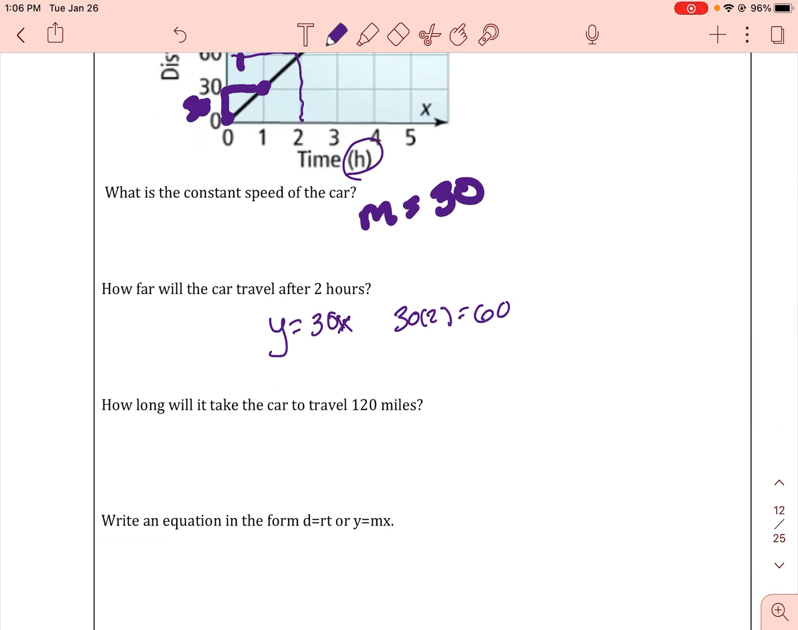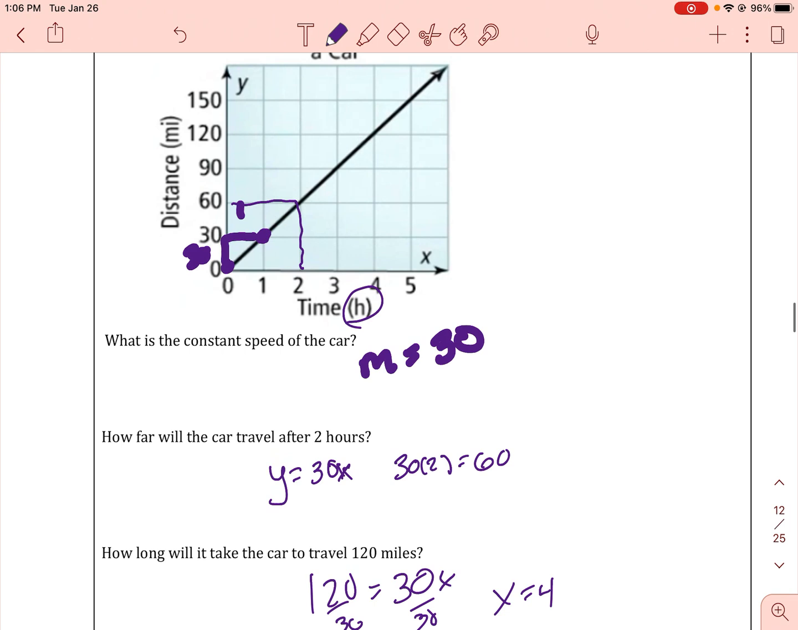How long will it take the car to travel 120 miles? Again, here we need our slope, our rate, which is 30, times hours, which we want to find. So it would be y equals 30 times x. Hours is x, so it would be 120 equals 30x. To solve for x, 120 divided by 30 gives me 4.